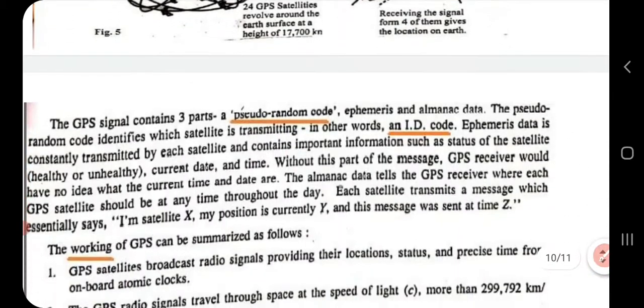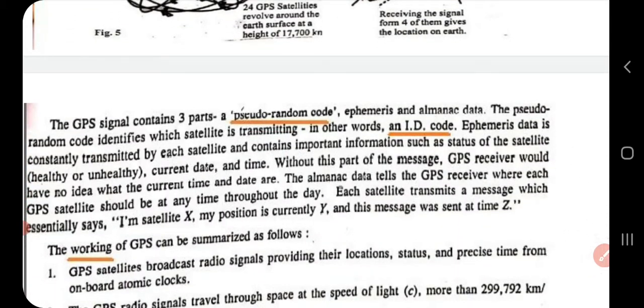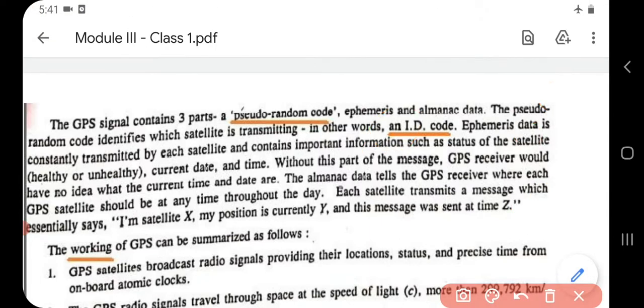Now when you come across a GPS signal, you can see that that particular GPS signal will have three parts. One is the pseudo random code, which is nothing but an ID code. That is why you need an ID code, just to identify from which satellite the signal is coming. So each of these GPS signals will have a pseudo random code, and it gives us information about which satellite is sending the information.